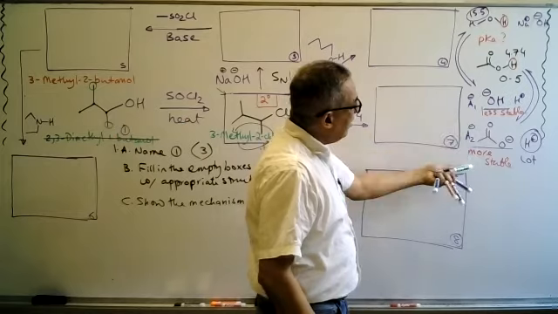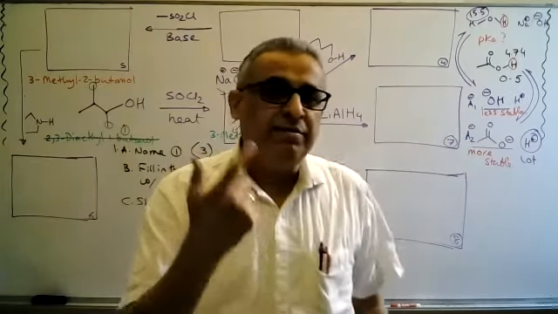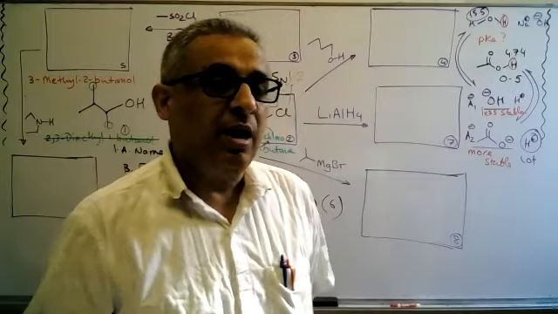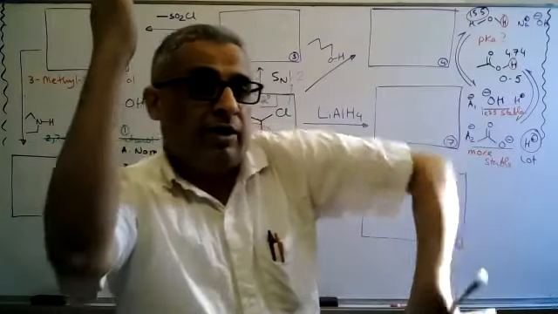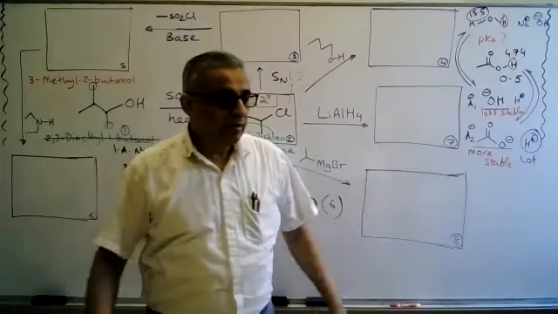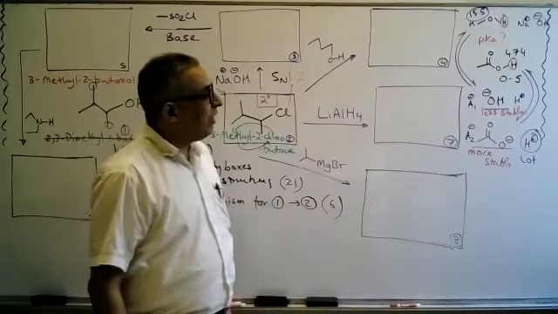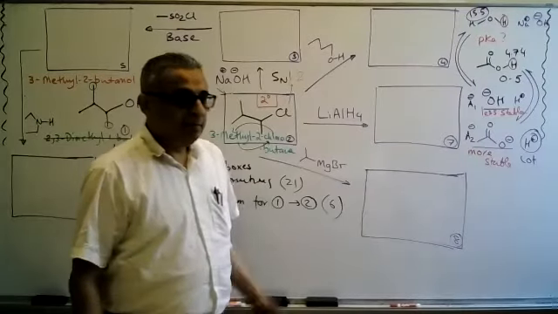OH minus, A1 or A2? What does reactivity have to do with stability? Are they directly proportional or are they inversely proportional? One goes up, one goes down. What do you guys think? They're inversely proportional. So the more reactive, the less stable. Which one is then more reactive? A1.